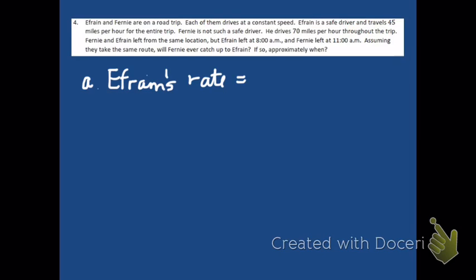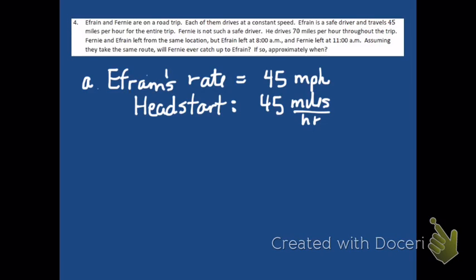All right, so his rate is 45 miles per hour. And he's going 45 miles every hour on this trip. But he has a head start. And so let's figure out, where will he be when Fernie takes off? So when Fernie takes off, it will be 3 hours later. So if he goes 45 miles per hour for 3 hours, that's 135 miles. So that's his head start. That's where he's going to be at what we're going to call time 0.